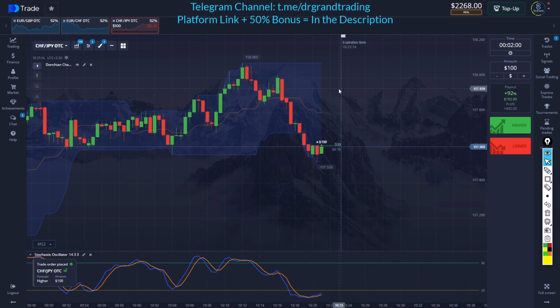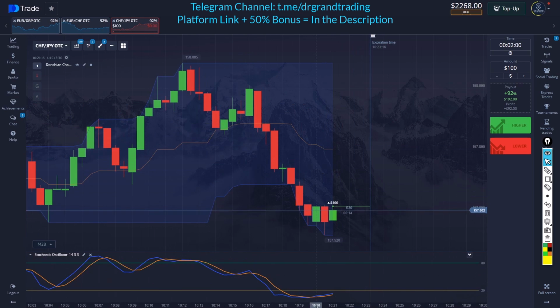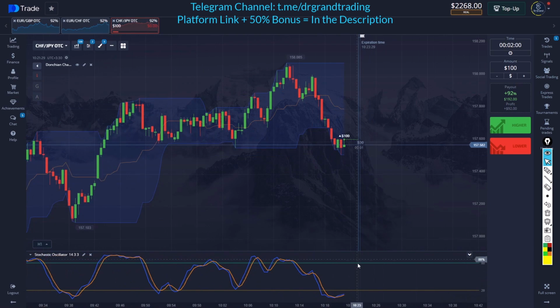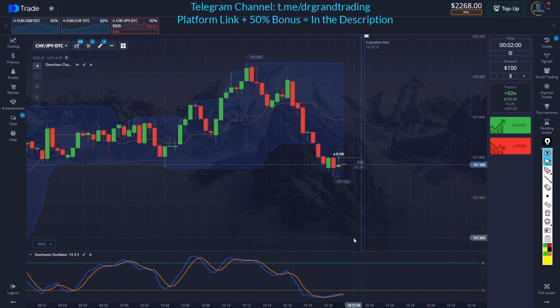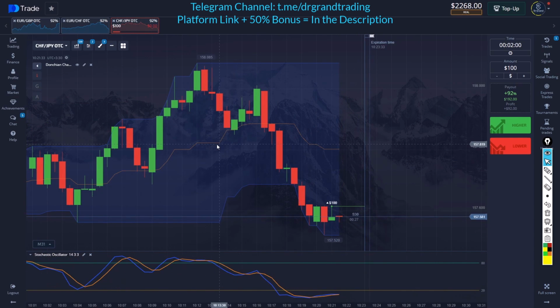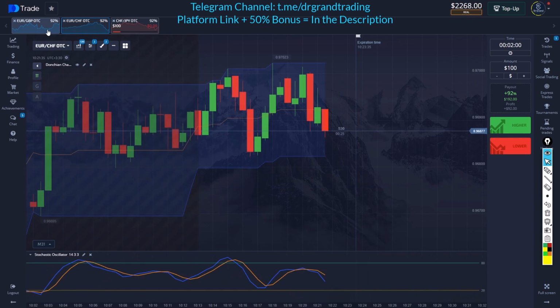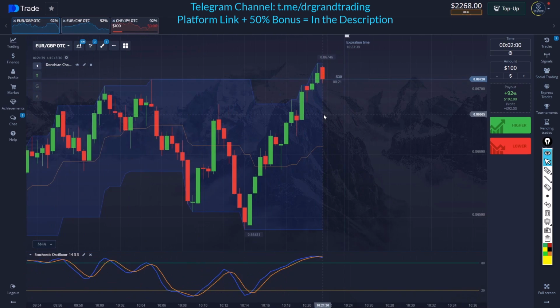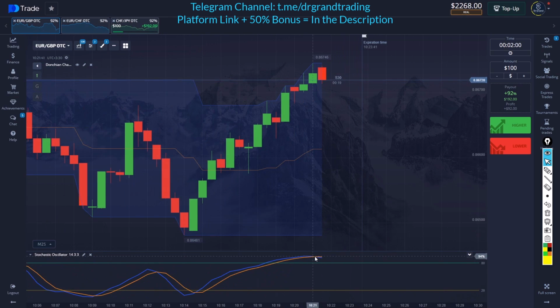I go with buyers here for 2 minutes, because if you look, we have this intersection right here, and basically on this candle, I guess. And yeah, we go with buyers for 2 minutes. Let's see if the price is gonna go up or not. Okay, also here we are having the intersection. I will wait for this candle to close.